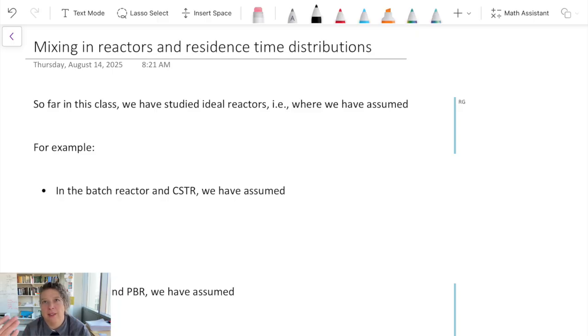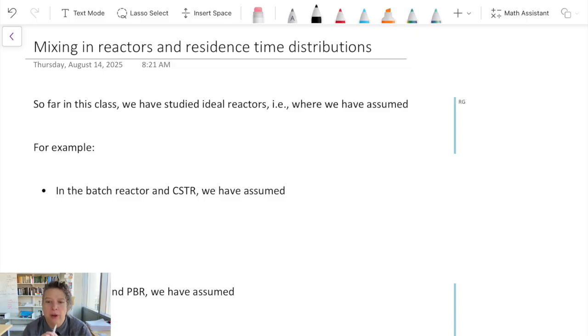Whereas in an ideal reactor, such as an ideal PFR, for example, or an ideal batch reactor, all of the molecules spend exactly the same amount of time in the reactor, and that is the residence time. That is not the case for the CSTR, and I'll show that in just a minute. In a real reactor, you're going to have a distribution of residence times.